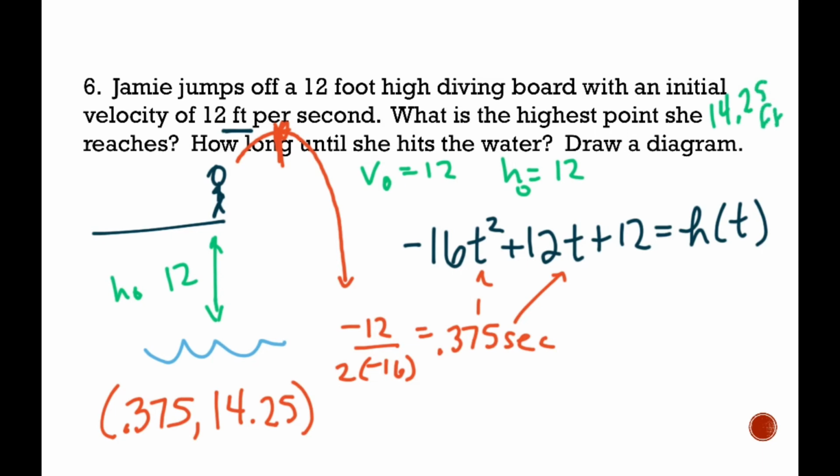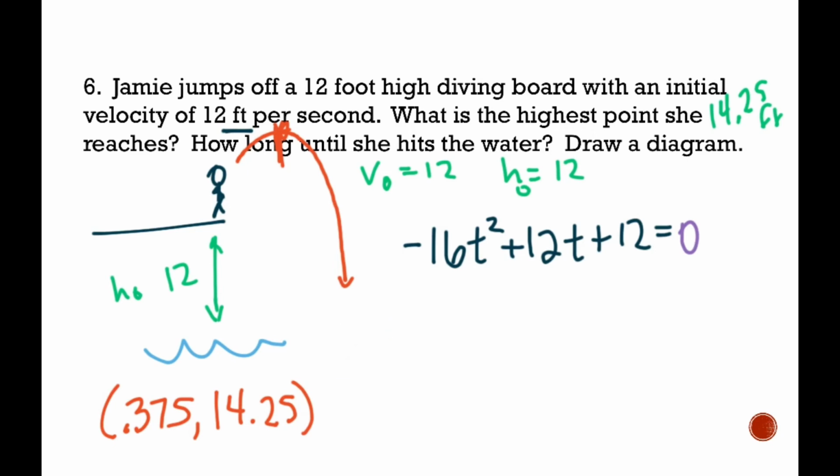And then it says how long until she hits the water. So what I want to know there is when her height is equal to 0. So I'm going to replace this h of t with 0. And then I will solve, probably on something like this, I'd probably just use the quadratic formula. And so I'm going to get that in the quadratic formula and solve that.